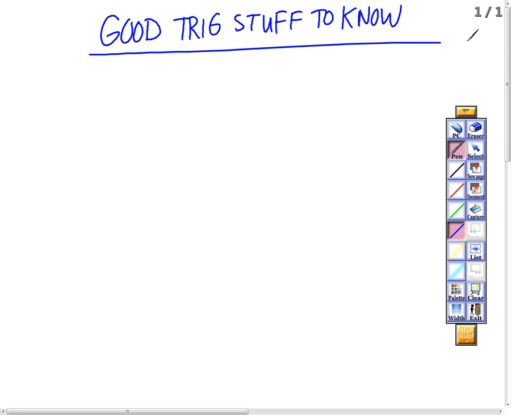Trig stuff to know. Obviously, you should all know these or I'm going to cry. One over sine is, oh my goodness, no, sorry, cosecant. One over cosine is what? Secant. One over tangent.